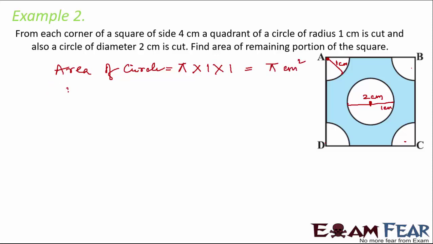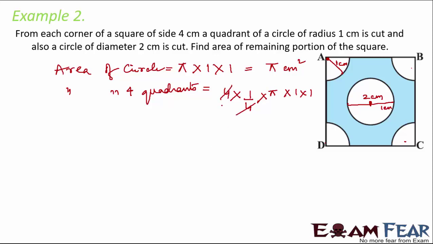Now let us calculate the area of the 4 quadrants which are at the 4 corners. That will be equal to 4 times the area of each quadrant. So what would be the area of each quadrant? A quadrant is basically 1/4 of a circle, right? So that will be 1/4 of the area of a circle, that is pi r square.